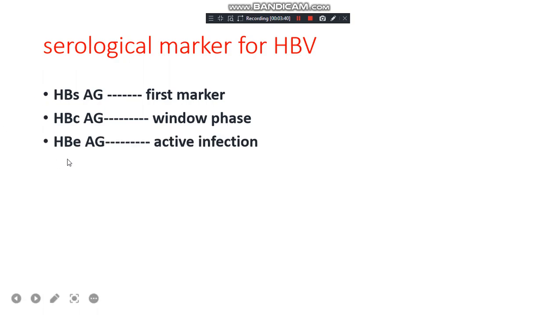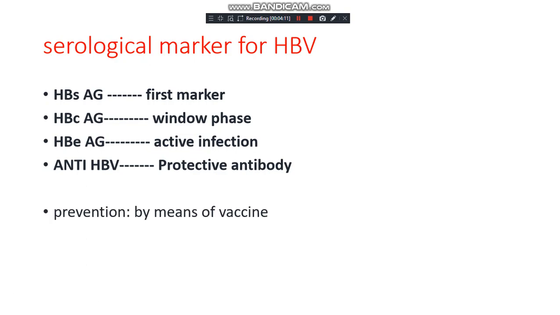And then we have hepatitis B e antigen that shows us the active infection, because HBeAg is secreted or released when hepatocytes are destroyed by the viral infection. So it actually is a marker for active infection. And then we have anti-HBs, the protective antibody that marks that the patient is recovering. Now, prevention is by means of vaccine.